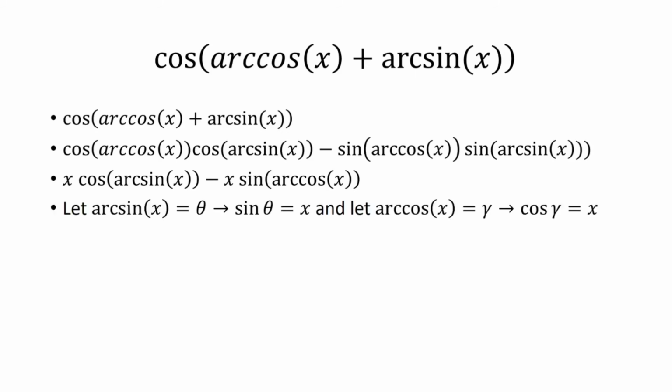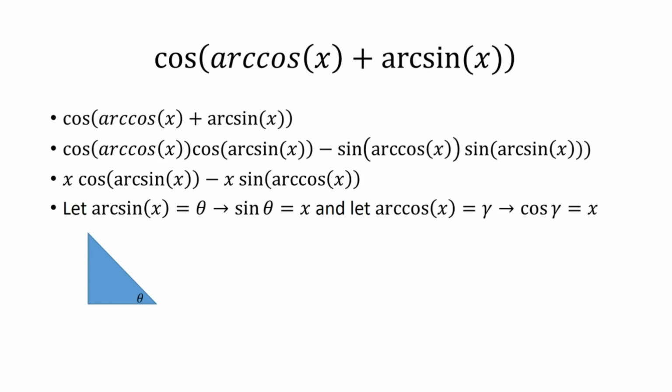So we're going to let arcsine of x be angle theta, and so that means that sine of theta is x. And we're going to let arccosine of x be angle gamma, which means cosine of gamma is x. So with the arcsine and the arccosine, you're just flipping the angle with the length. Okay, now let's look at this triangle first. Let's say it has angle theta.